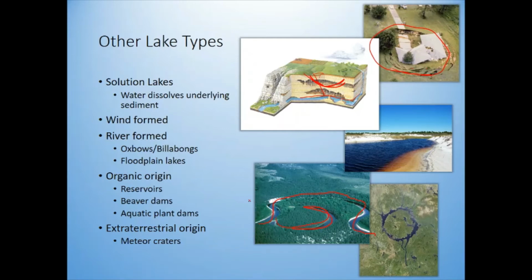Then there's plenty of floodplain lakes, right? Like if there's a little basin in here, if the river floods and fills it with water, it can have a lake for a short amount of time. There's lakes of organic origin, so reservoirs that people create, beaver dams that make a little reservoir. Aquatic plants can dam up stuff and create lakes sometimes.